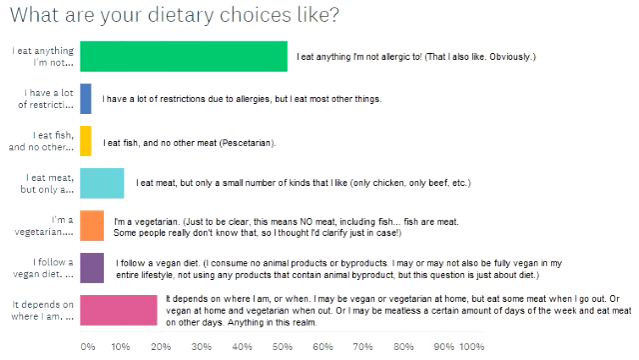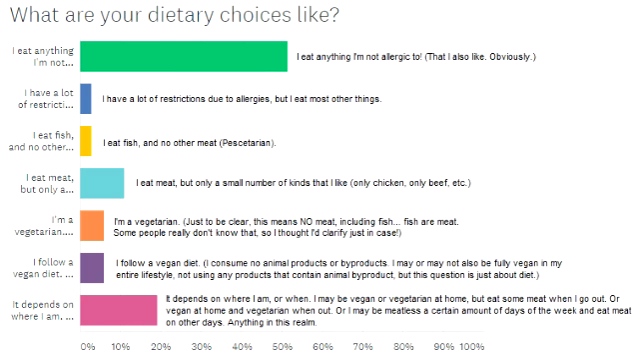I know a lot of people who participate in Meatless Monday, where they don't eat meat one day of the week and may for the rest of the week, or may not because they don't eat a lot of meat anyway. But that's why I included that last question. So the majority of you said I eat anything I'm not allergic to, that I also like.